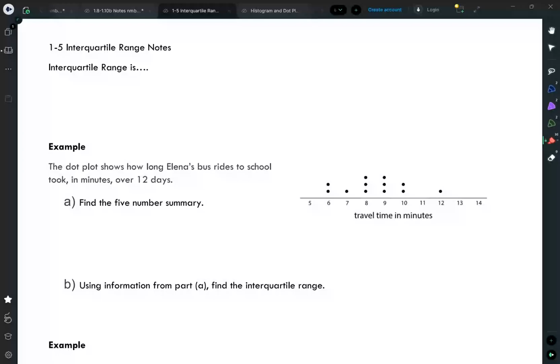Today we're just looking at interquartile range. So the interquartile range is the measure of the spread of the middle 50% of the data in a set. So let's go ahead and do this.